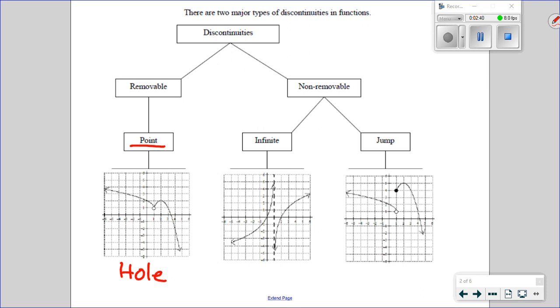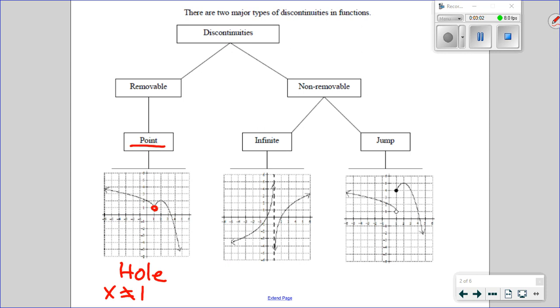And so here's an example of a graph that has a hole in it right here, which would mean, let's say we were finding the domain. The domain would be x cannot equal 1. The function is undefined when x equals 1, which creates that hole in the graph.